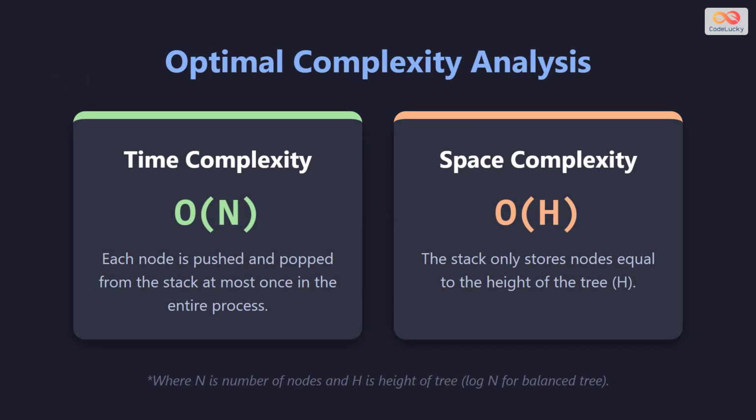Now for the complexity of our optimized approach. The time complexity remains O(n) as we still process each node at most once. But look at the space complexity. It is now O(h), where h is the height of the tree. This is because our stack only ever holds a single path from root to leaf, which is much better than storing all n nodes.